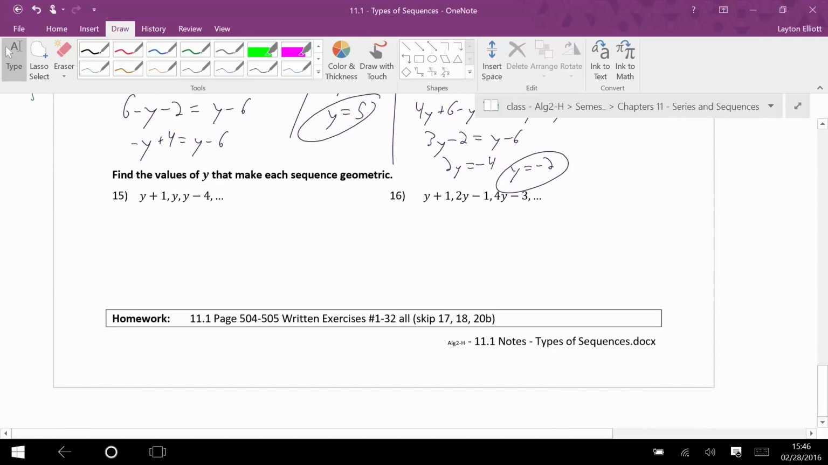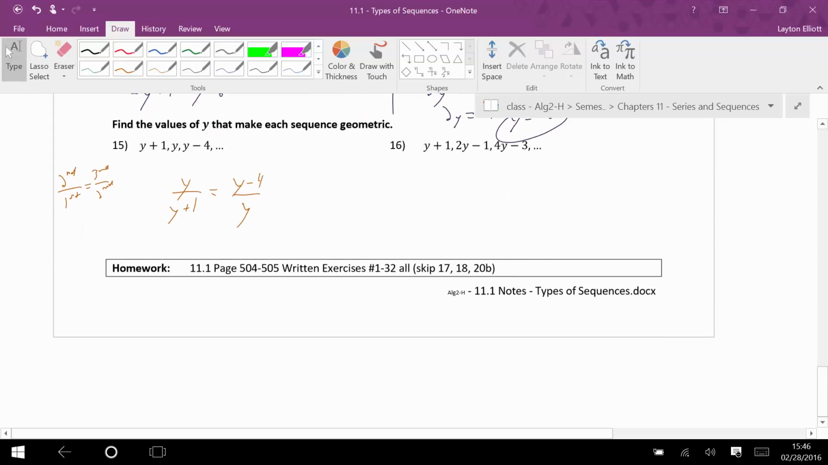Moving on, we're going to find the ones that make these terms geometric. So instead of subtracting, we're going to do a ratio. This is going to be the 2nd term over the 1st equals the third over the second. So y over y plus 1 equals y minus 4 over y. Well, if I work that out, I'm going to do some cross multiplying. So that gives me y squared is equal to y squared, I'm going to FOIL that, minus 3y minus 4. My y squareds drop out, and I end up with 3y is equal to negative 4, or y is equal to negative 4/3.